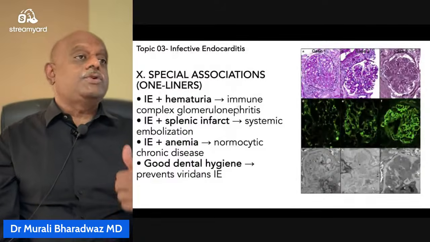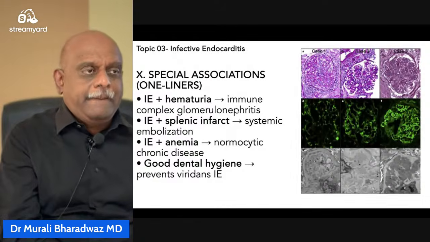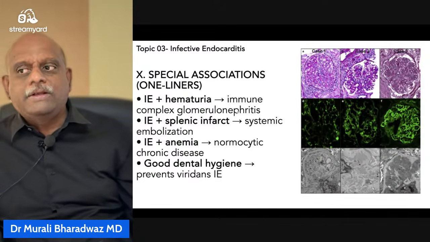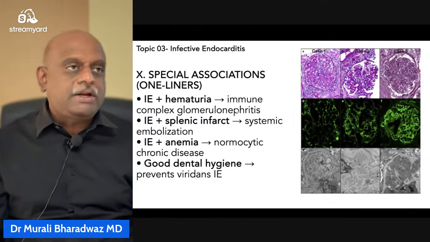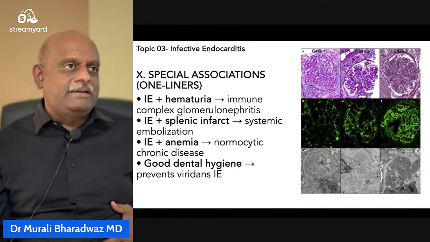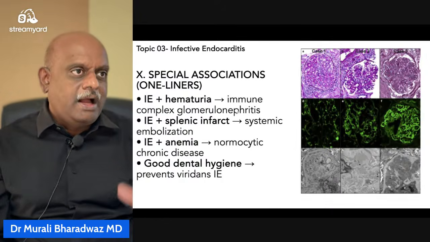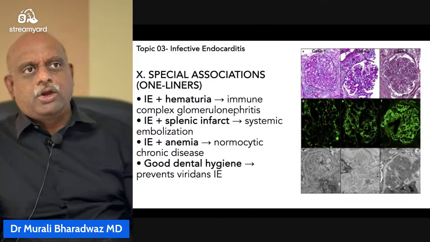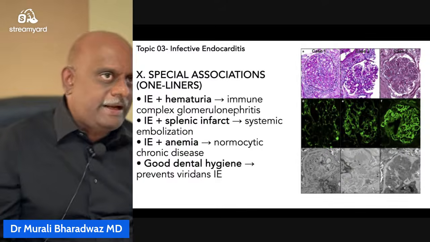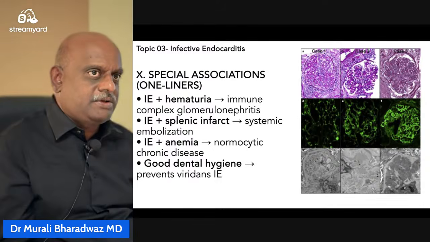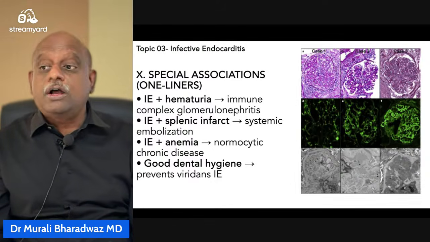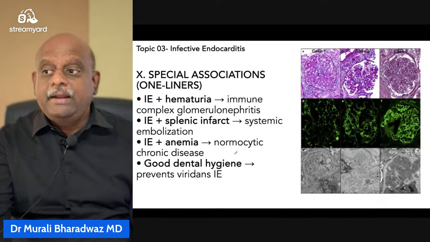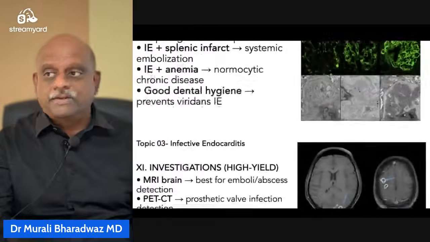Now, what are the associations? IE patient developed hematuria, think about immune complex glomerulonephritis. IE patient with splenic infarct with abdominal pain, systemic embolization. IE patient with anemia. Infective endocarditis is a chronic condition like osteomyelitis, TB. There, it is the normocytic anemia of chronic disease. And these are the important things to remember.